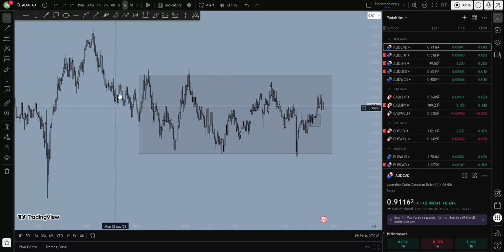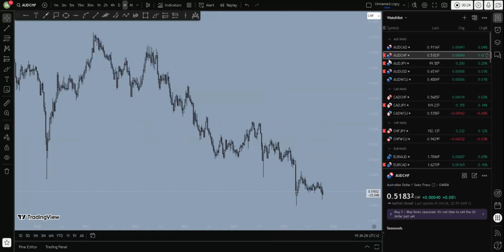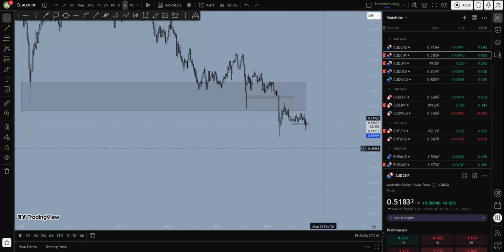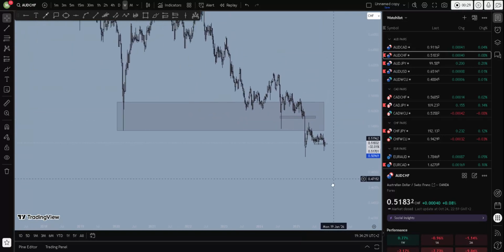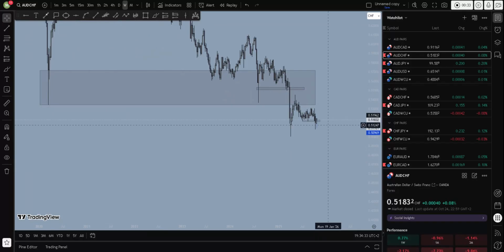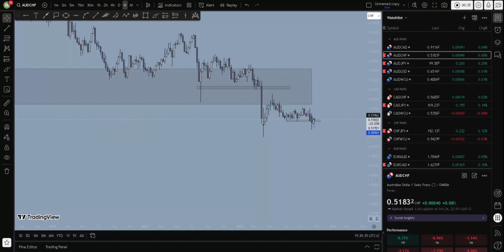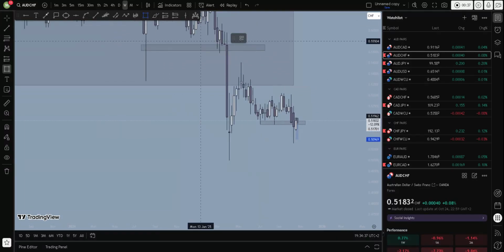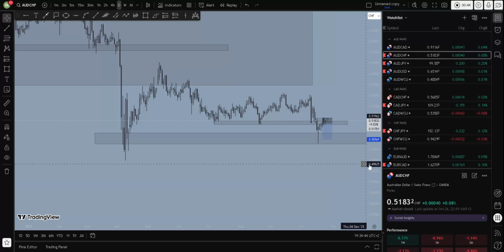Okay, so AUD CAD, you can see we are in a massive consolidation here on the weekly time frame, so I'm not going to worry about that too much. AUD Swiss franc, yeah, extremely bearish. What I can see here is that we have formed some type of support over there. So let's just go to the daily time frame quickly.